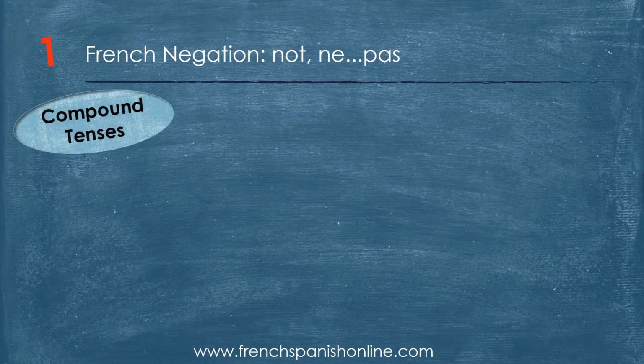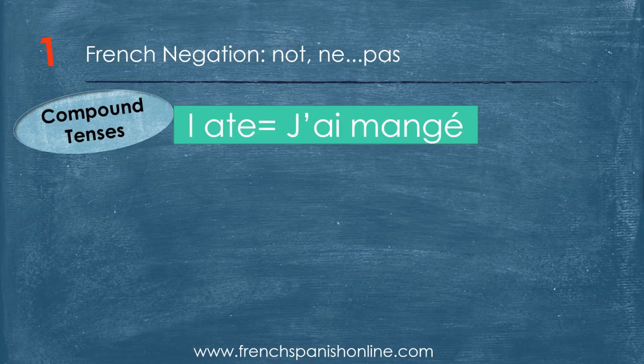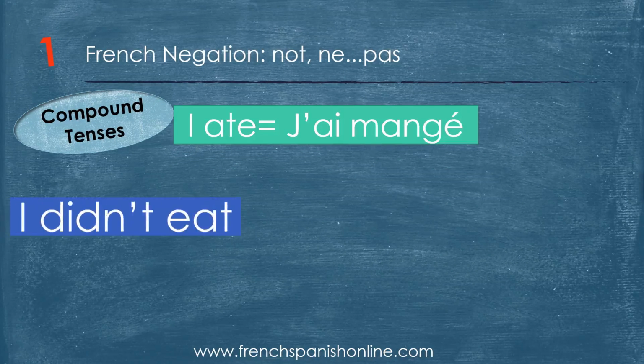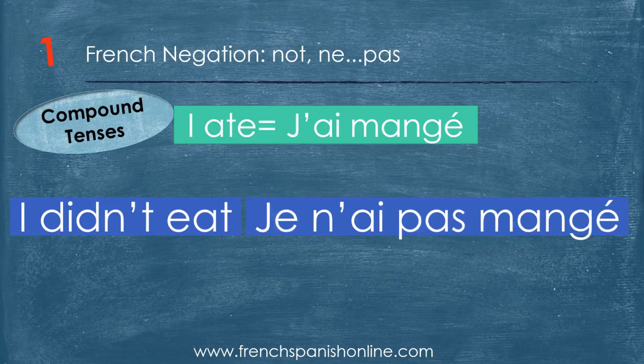With compound tenses now, like le passé composé, j'ai mangé, I ate. If you want to say I didn't eat, you will say je n'ai pas mangé. And here we have ne pas around the first verb of your sentence, the auxiliary verb, je n'ai pas mangé. And because this verb starts with a vowel, we will write an apostrophe instead of ne, je n'ai pas mangé.